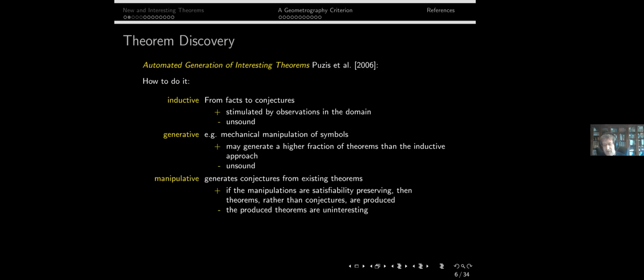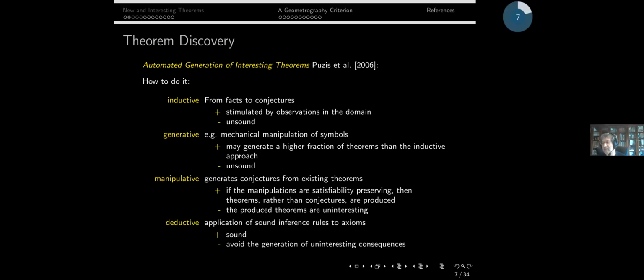So we have a set of theorems. Let's try to manipulate them in such a way that we can find new theorems. If the manipulations are satisfiability preserving, then we are producing theorems. But here we begin to have the problem: we can generate many boring theorems without any interest. And the last one, the deductive approach, application of sound inference rules to axioms.